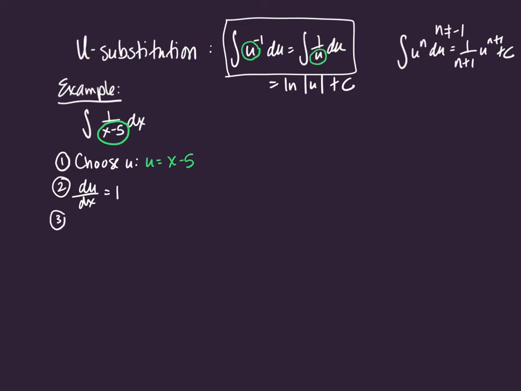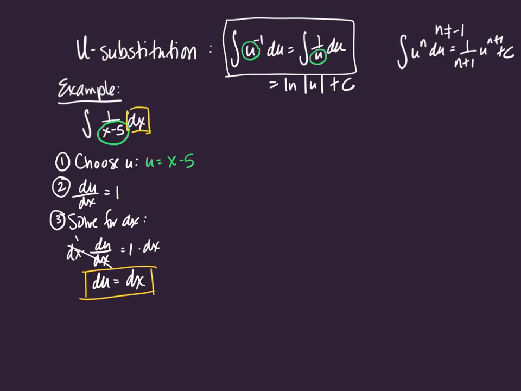Step 3 is solve for dx. So du over dx equals 1. And multiply both sides by dx. And du equals 1 dx, or just dx. So that's what I'm going to use to replace dx. And just like in the other videos, anything that has a box or circle gets replaced. Everything else that doesn't stays the same. So here is where I'm going to make my substitution. u is x minus 5. So that gets replaced.